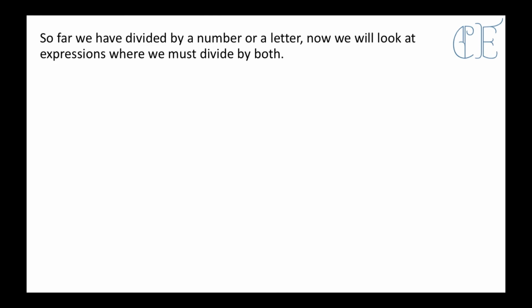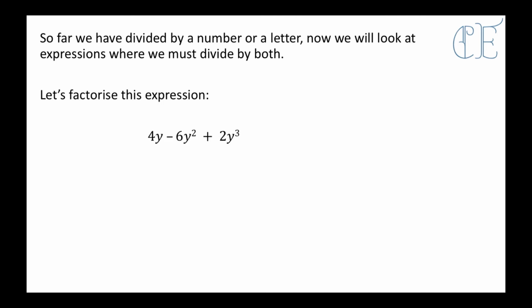We're just going to move on to one more thing, a little bit trickier. So far we've divided by a number or a letter. Now we will look at expressions where we must divide by both. So let's factorise this expression. We have 4y minus 6y squared plus 2y cubed.